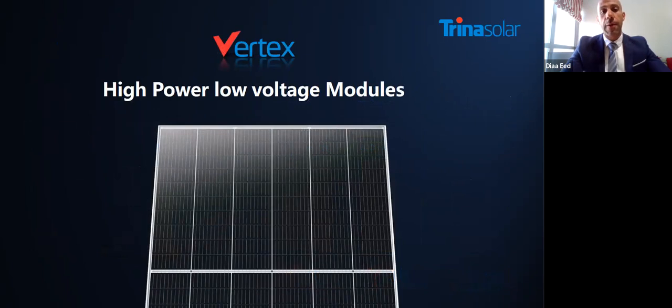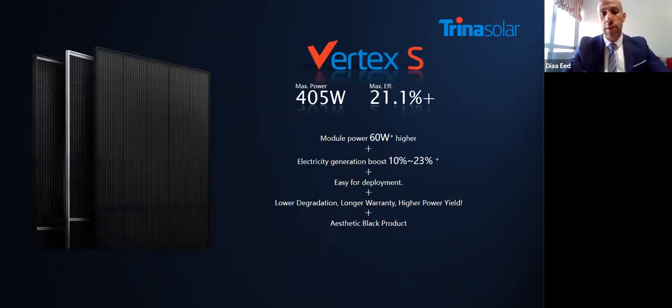So this is the higher power modules with the low voltage, which is our Vertex S, which I said I'm gonna speak about. So this is, I like it. It's a very small module, 1.7 meter. The module is up to 405 watt. So the module is higher than the same size module that exists in the market, which is with 60 watt. It's mainly for the rooftops and it really looks unique and elegant.